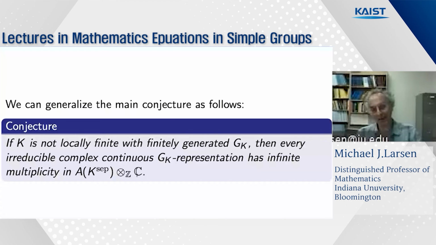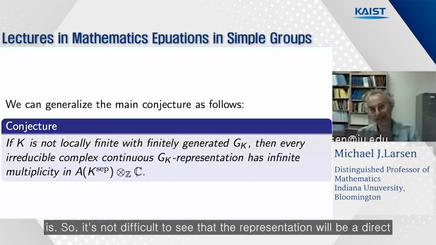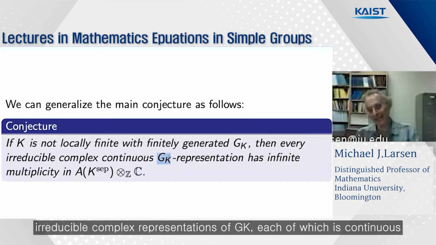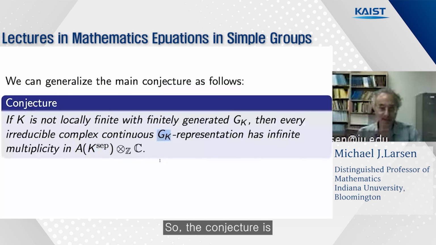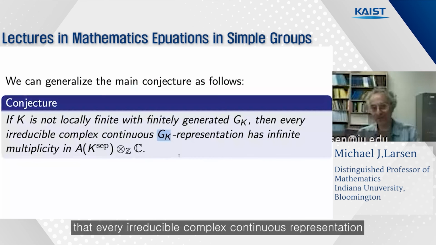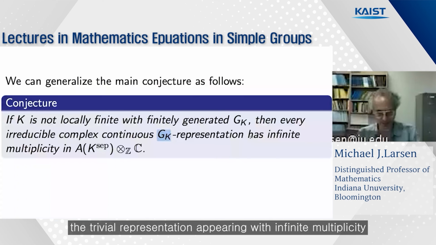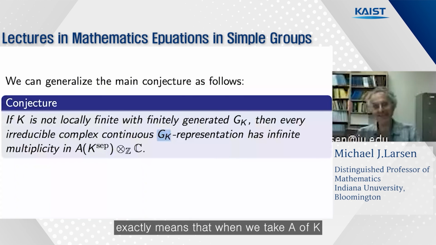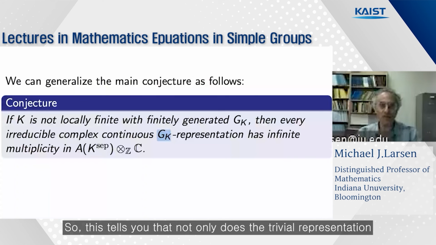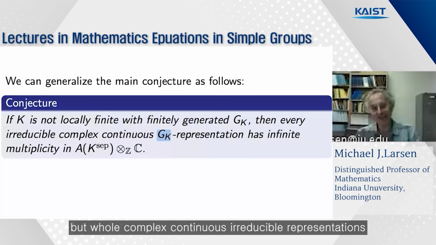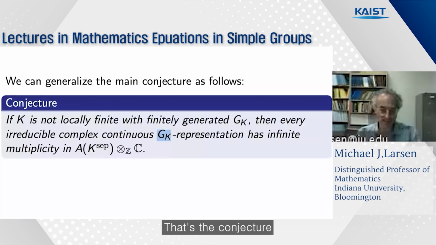It also acts continuously. And you can ask, what is this representation? It's not difficult to see that the representation will be a direct sum of irreducible complex representations of G_K, each of which is continuous. So the conjecture is that every irreducible complex continuous representation appears with infinite multiplicity. The trivial representation appearing with infinite multiplicity exactly means that A(K) has infinite rank. So not only does the trivial representation appear infinitely many times, all complex continuous irreducible representations appear infinitely many times. That's the conjecture.